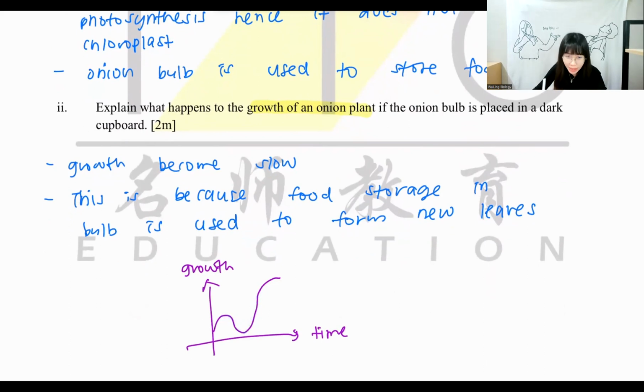We also learn about this when we learn about plants. So that's why the growth rate becomes lower. But when they form a new leaf, the growth rate will increase because they are able to carry out photosynthesis. So this is how it works.